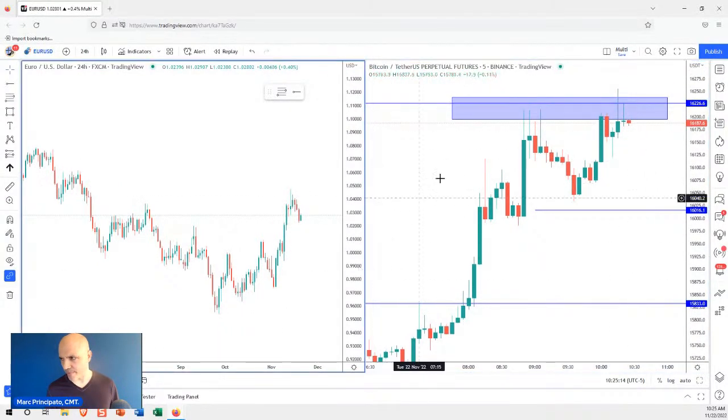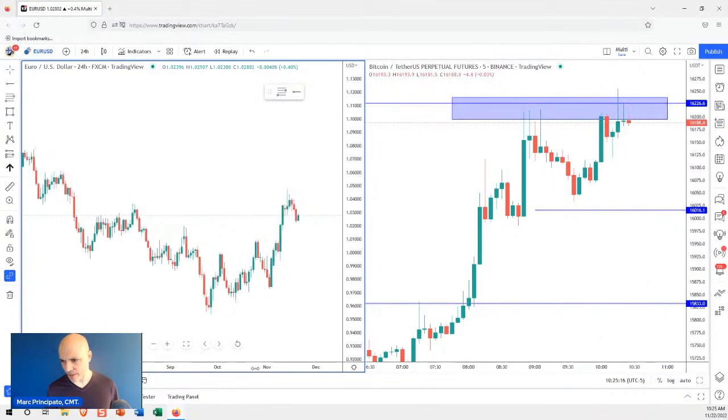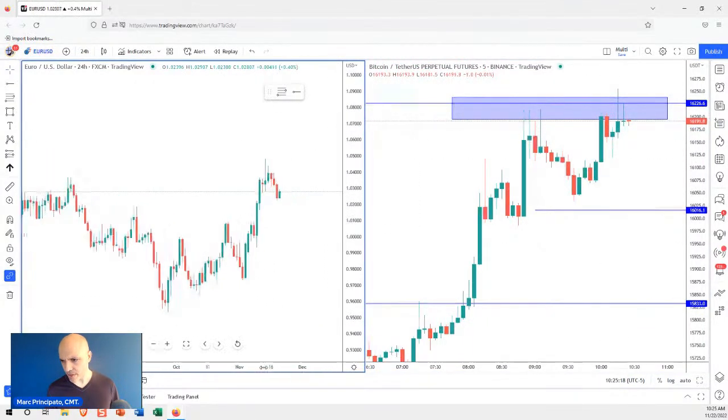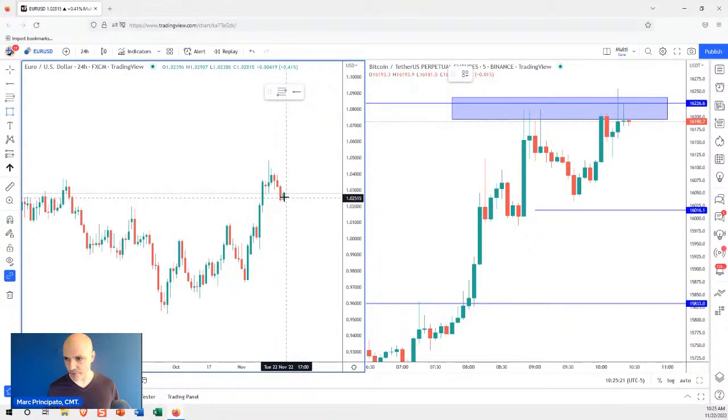So anyway, all right, and I'm not going to short this right now. So here, let's look at the euro. Right, so that euro trade. Oh, so the euro doesn't look even as bad right now. This is the euro.